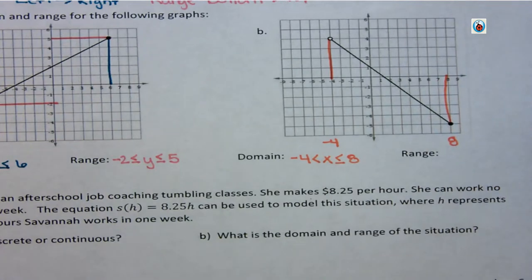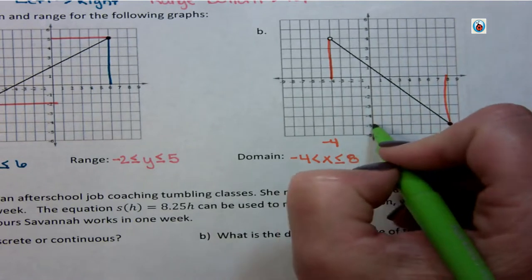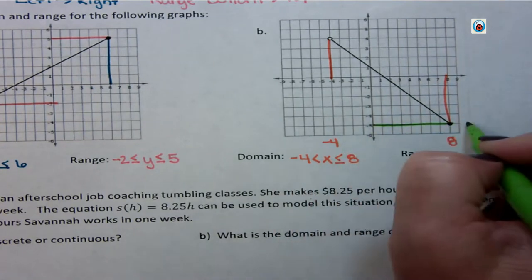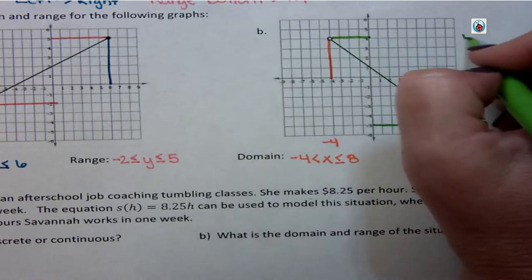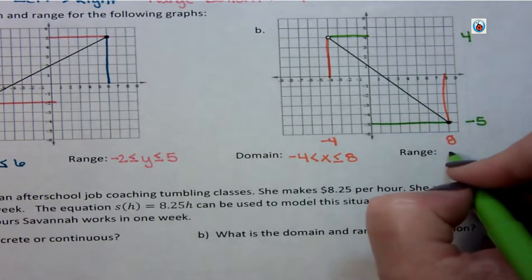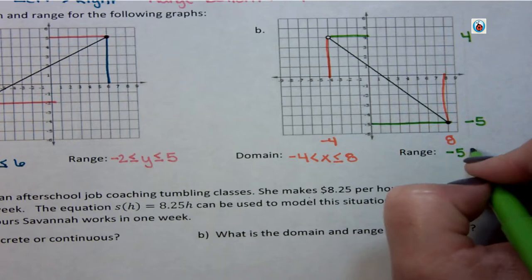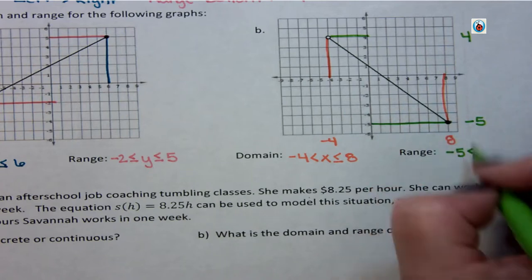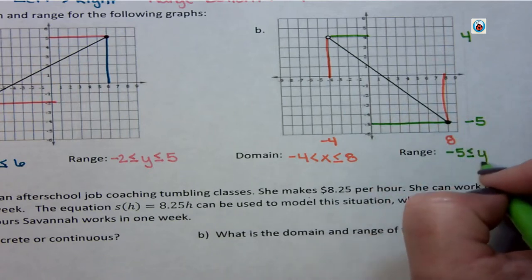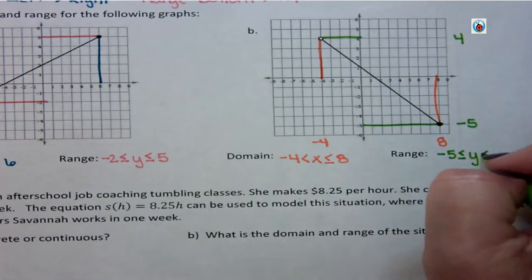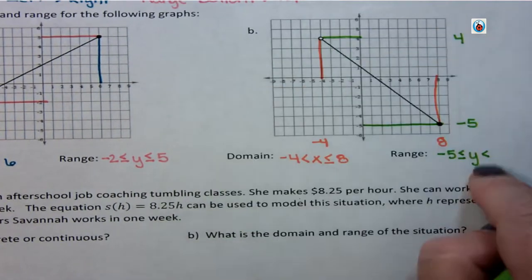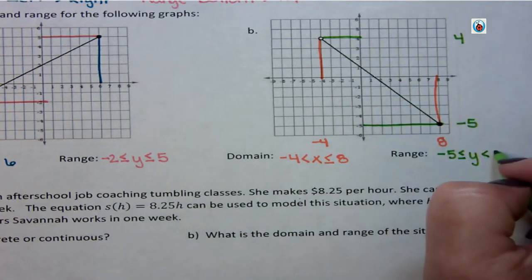Range is bottom to top, so I'm going to go to the bottom, which is -5, then to the top, which is 4. So range is -5 less than or equal to y, since it's a closed circle, because range is always the y value, less than 4, since it's an open circle, I'm not going to put an equal to.